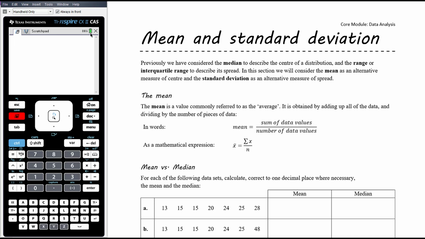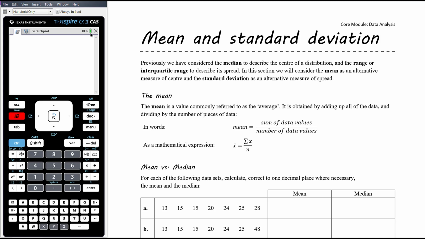So the mean is something most of us should be pretty familiar with. When we often refer to the average, we're talking about the mean. The mean is obtained by adding up all of the data values and then dividing by the number of pieces of data. So in words, the mean is equal to the sum of the data values, sum meaning add, divided by the number of data values.